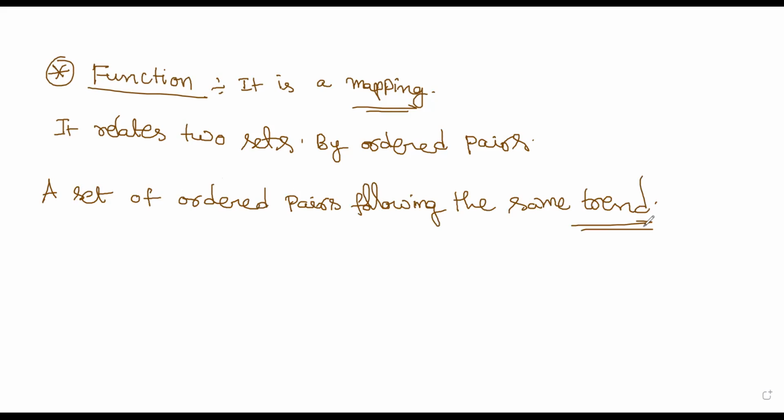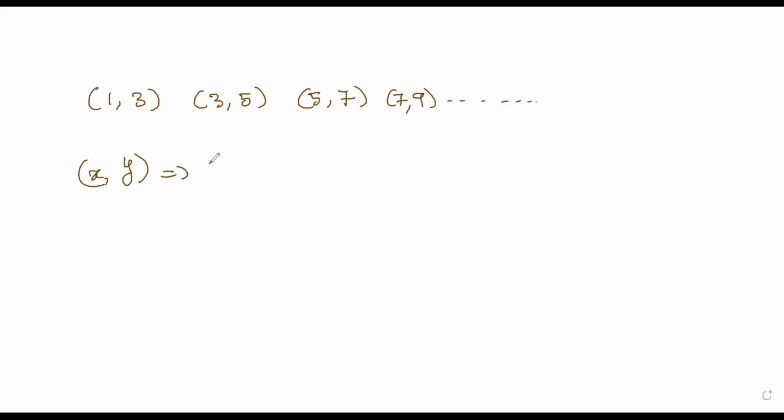I'm telling you in the very usual language: a set of ordered pairs following the same trend. The ordered pairs can be infinite, or they can be finite. It depends. So it is a set of ordered pairs following the same trend. What is the trend? For example, suppose I write 1, 3. 3, 5. 5, 7. And 7, 9. Like this, so on. I can write endlessly. 9, 11, so on. So what is the trend they follow? If I write x, y, x and y follow one trend: y is equal to x plus 2.